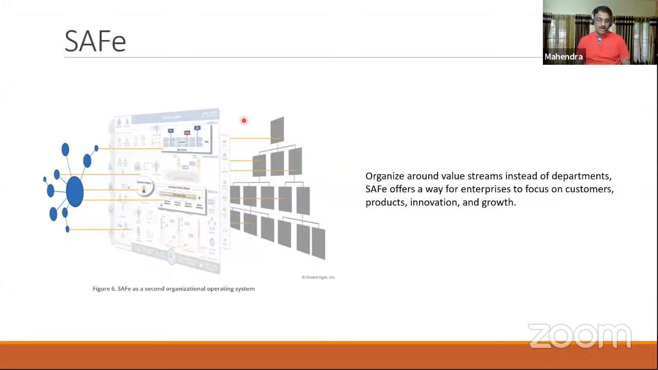So this is where SAFe comes into the picture. It provides us the stability and the efficiency of a hierarchical organization, as well as bringing out the entrepreneurial spirit in the organization, because the teams are organized around value streams instead of departments. So that is what SAFe is all about. It is all about having the dual operating system in place.